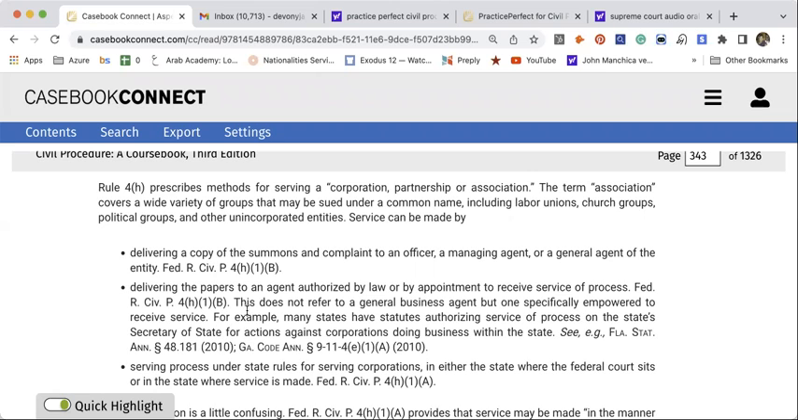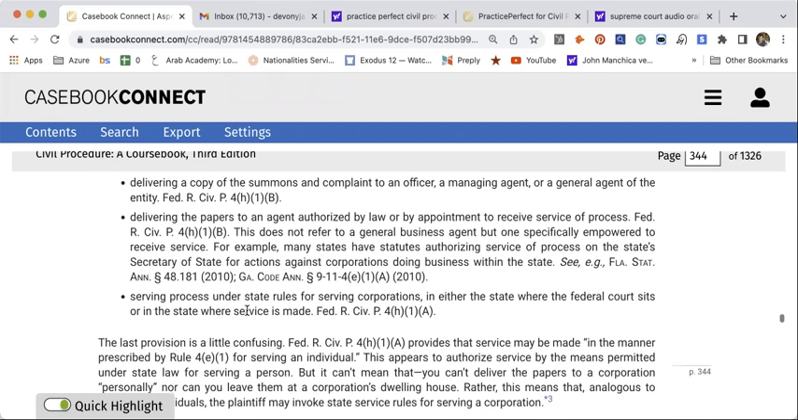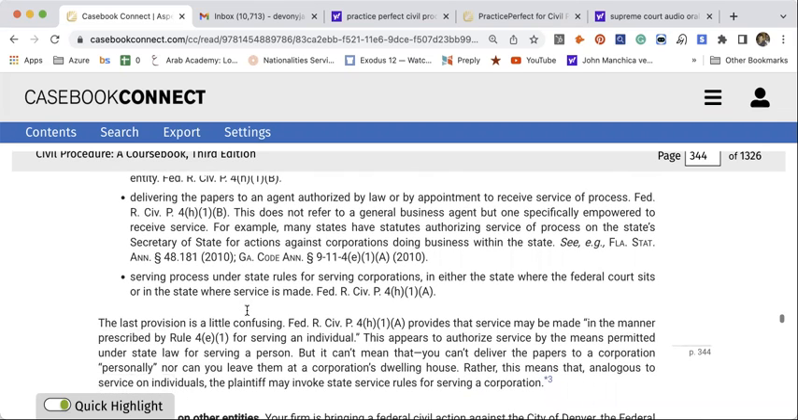Delivering a copy of the summons and complaint to an officer, a managing agent, or a general agent of the entity, or delivering the papers to an agent authorized by law or by appointment to receive service of process. Federal Rule of Civil Procedure 4(h)(1)(B). This does not refer to a general business agent, but one specifically empowered to receive service. For example, many states have statutes authorizing service of process on the secretary of state for actions against corporations doing business within the state.